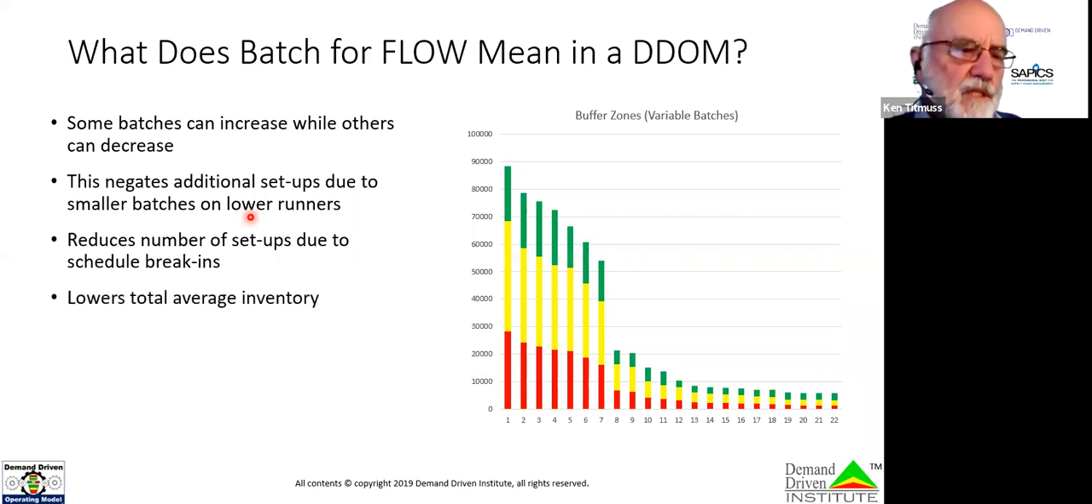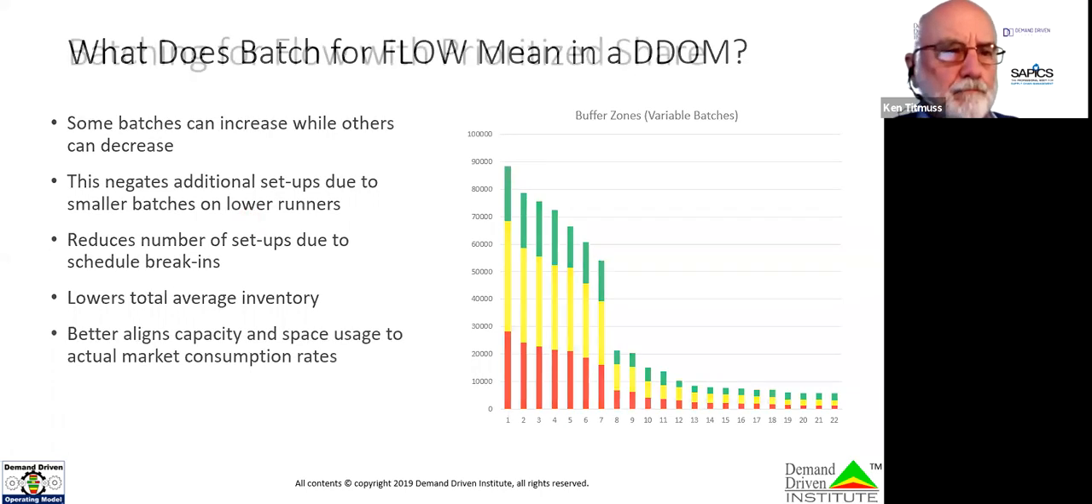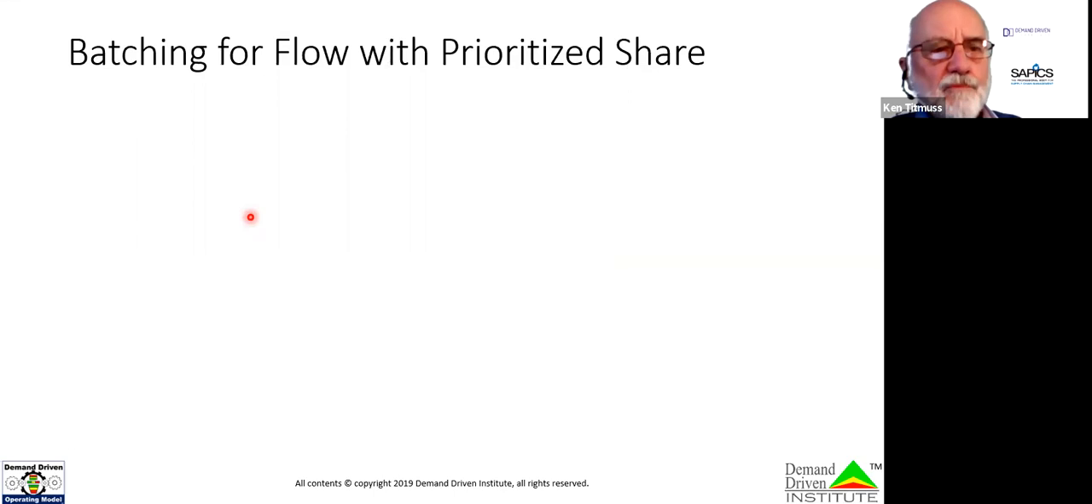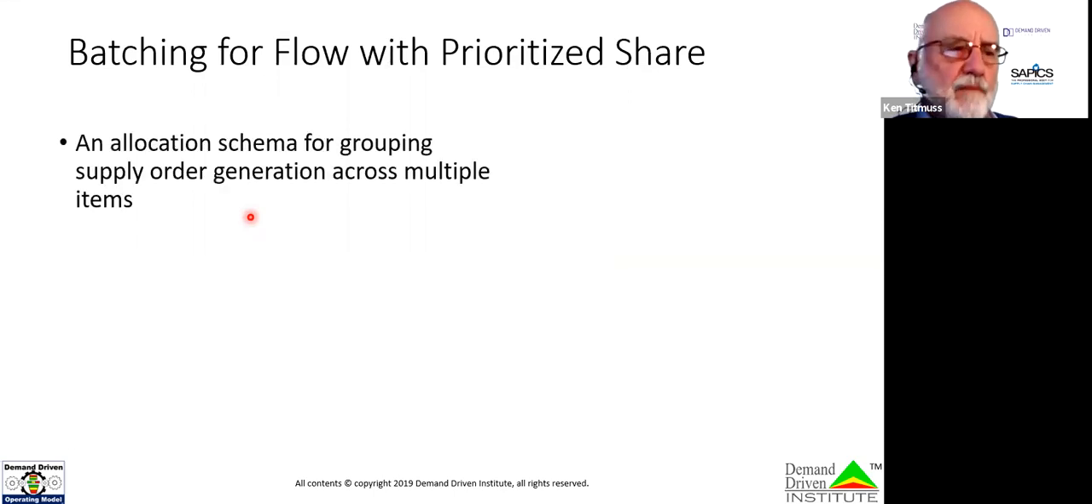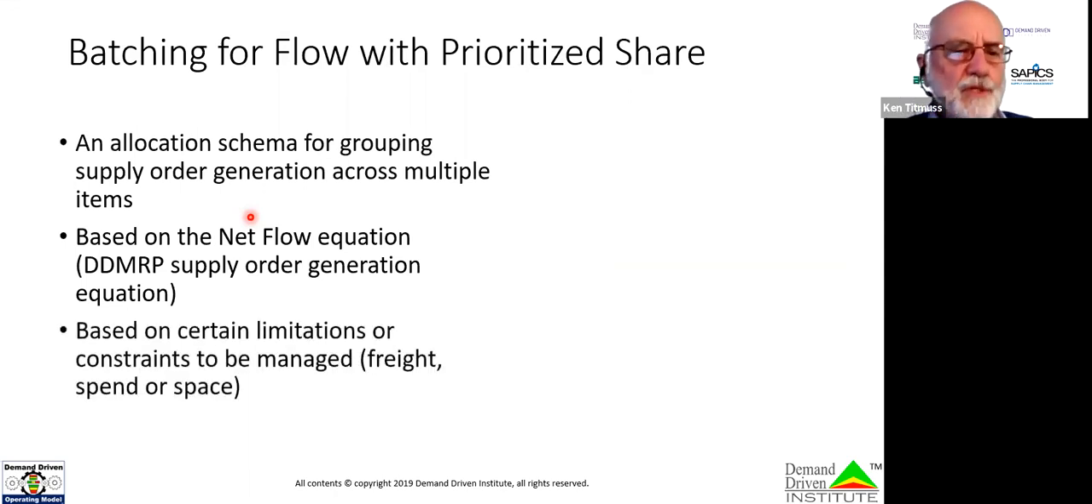So we find that this gives us lower total average tree as well, and better aligns capacity and space usage to the market consumption rates. And then batching for flow with prioritized share. All allocation schemas for grouping supply order generation across multiple items based on the net flow equation, and based on certain limitations or constraints to be managed.